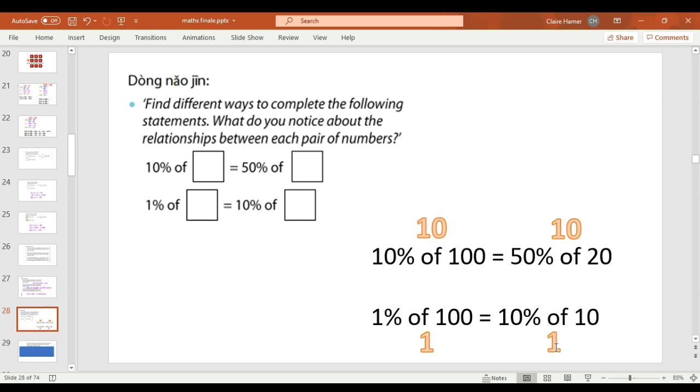So I'd like you to find, say, at least 5 or 6 different ways of completing these calculations, and I'd like you to write down what you notice about the relationships, okay? So pause the video and complete the task. Right, let's move on.